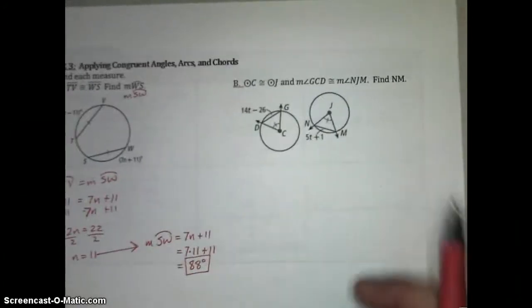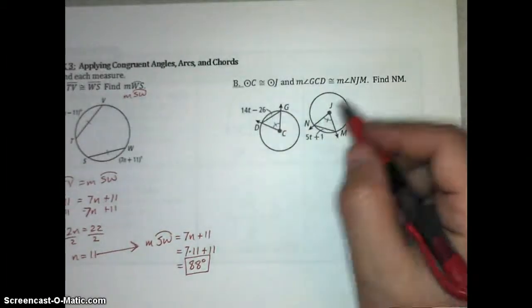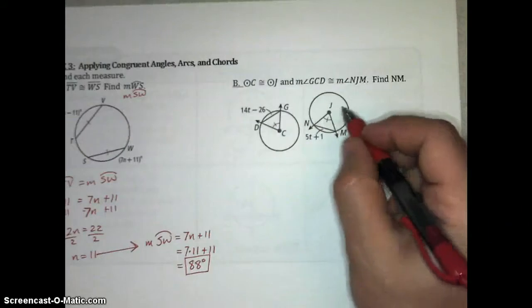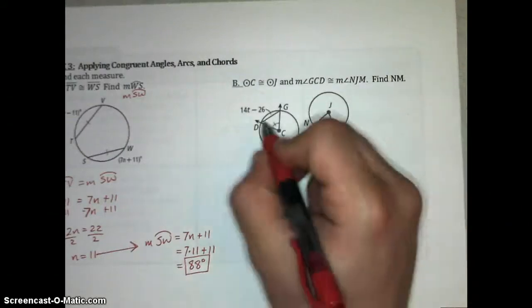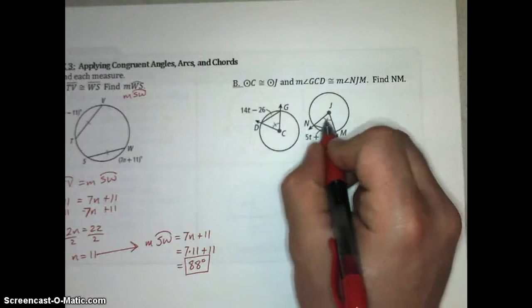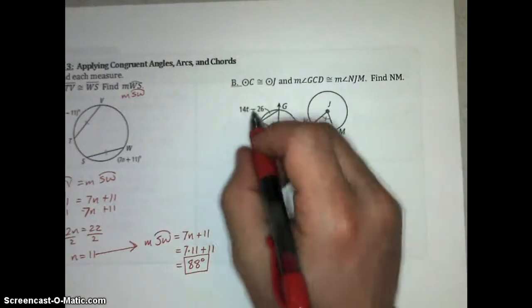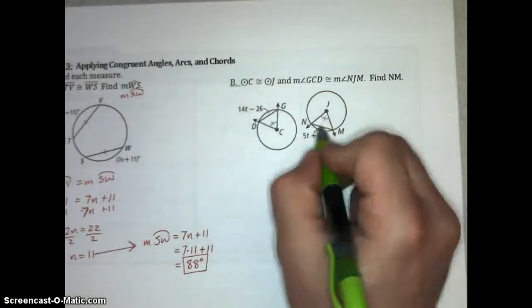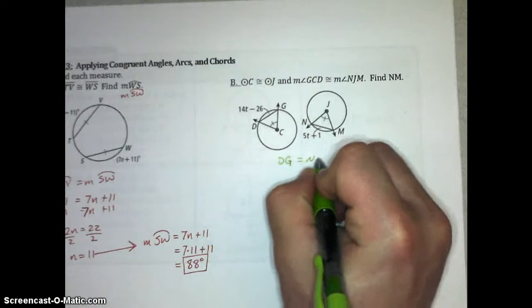Let's take a look at part B. Here we have congruent central angles DCG and NJM because these are congruent circles. So we can find chord length NM because I know if central angles are congruent, then these chords are congruent. So we can set up these as congruent segments so they have equal length. So I know DG equals NM.